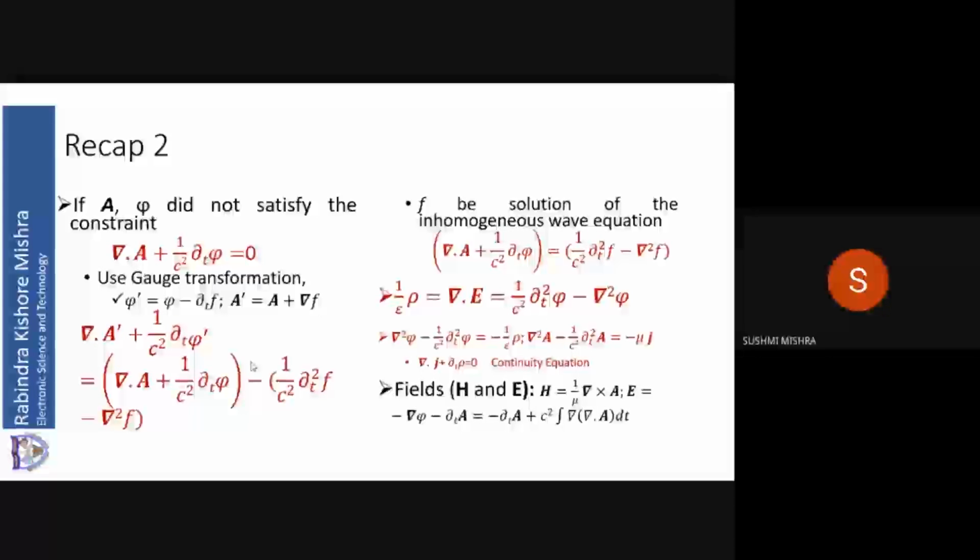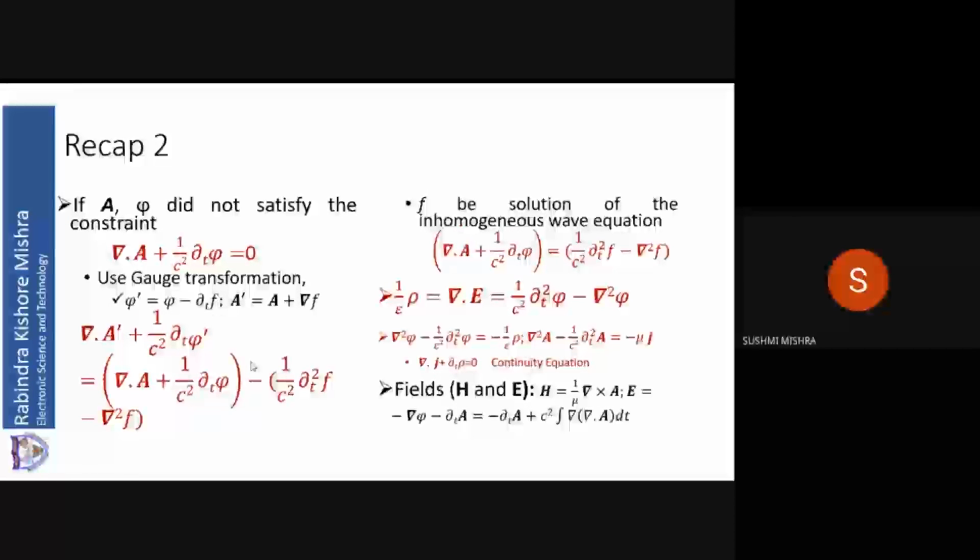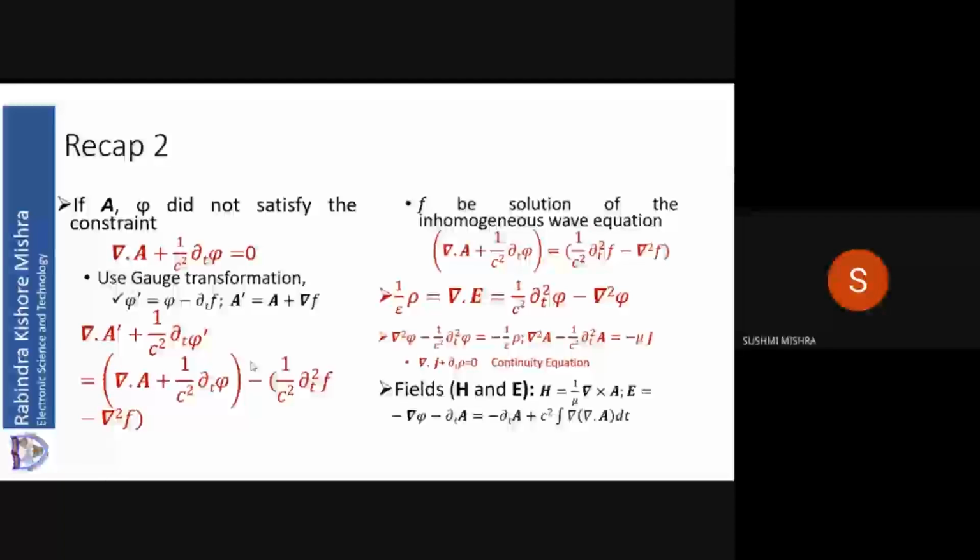Now the right hand side again is a wave equation. The left hand side is not a wave equation. The left hand side gives inhomogeneity to the wave equation. Therefore, we get an inhomogeneous wave equation which needs to be solved as we proceed further.